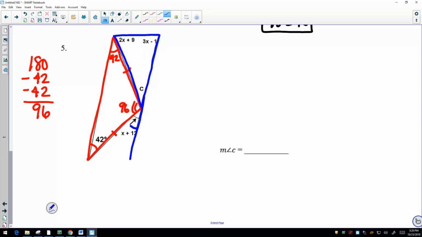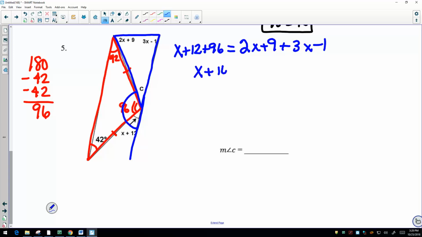It does more than just use the x plus 12, it goes all the way over. So when we're seeing things like the exterior angle, don't forget you have to add the 96 in this case. So the exterior angle is equal to the sum of the two remote interiors. Okay, so we're going to combine like terms. So I'm going to have x plus 108 on this side, and on this side I have 5x plus 8.